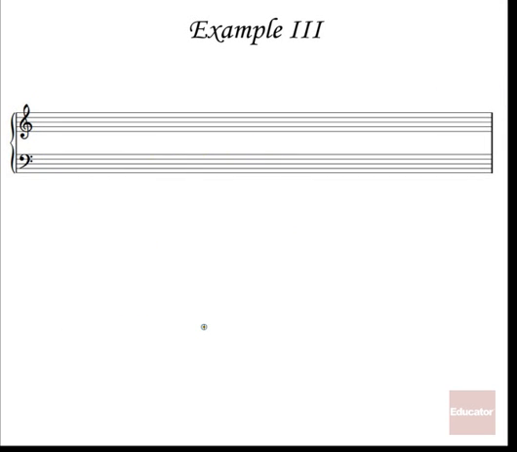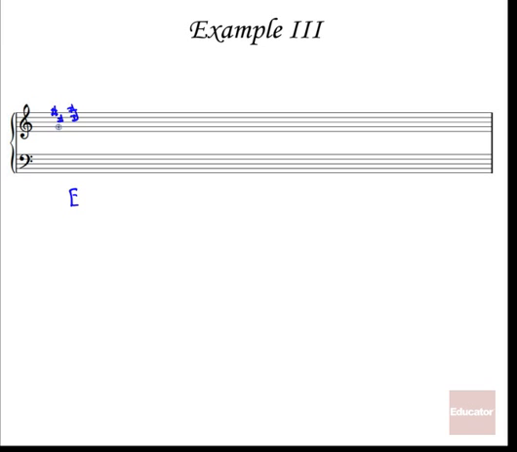Okay, for example 3, let's find closely related keys using the method of key signatures. So let's say we are given the key of, what about E major? We're given E major and we need to find the closely related keys. So what we can do is write out the key signature for E major, which is 4 sharps.